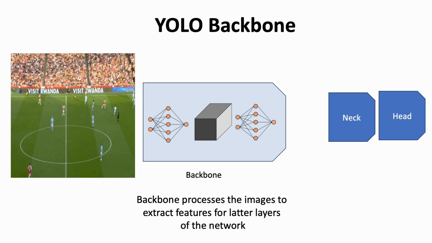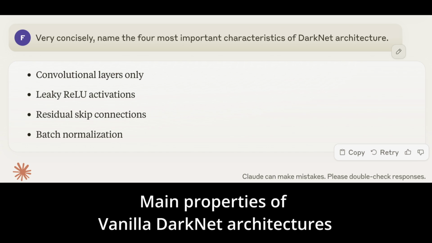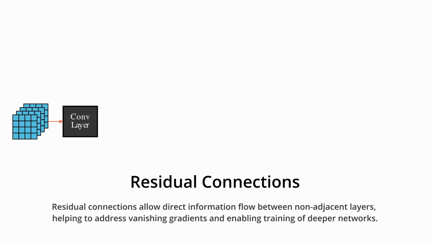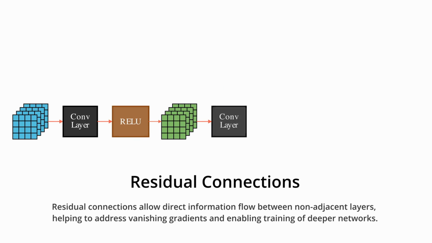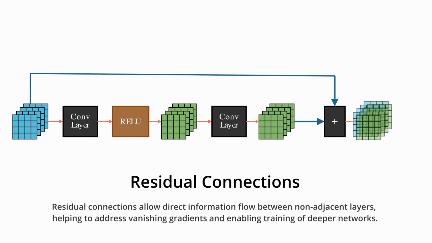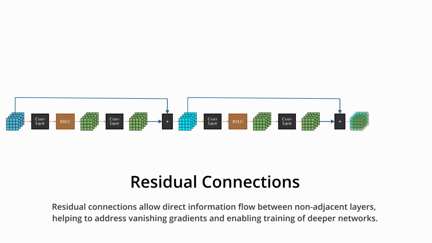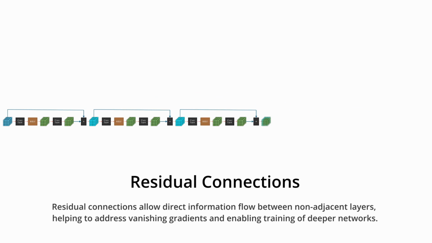In the YOLO context, this is often called the Darknet architecture, a series of fully convolutional layers that use residual connections, batch normalization, and leaky ReLU activations. Residual connections basically add skip connections between different layers of the network so that information can directly flow from one block to the next, reducing gradient vanishing problems common to deep neural nets.